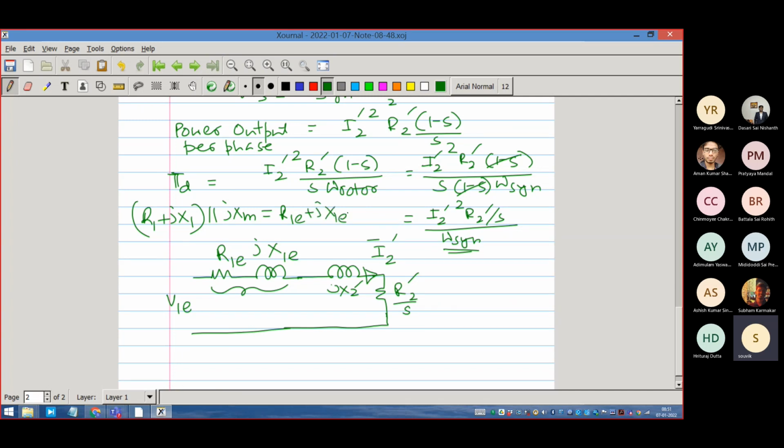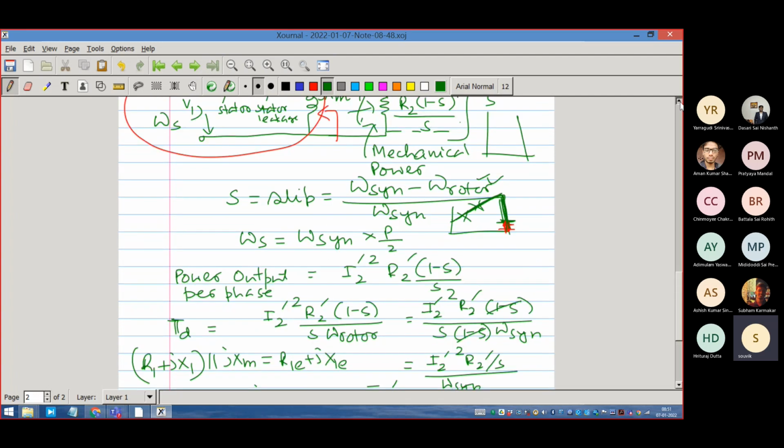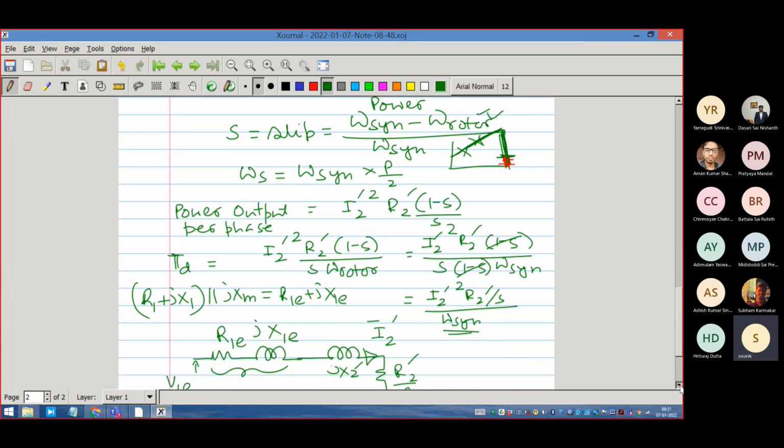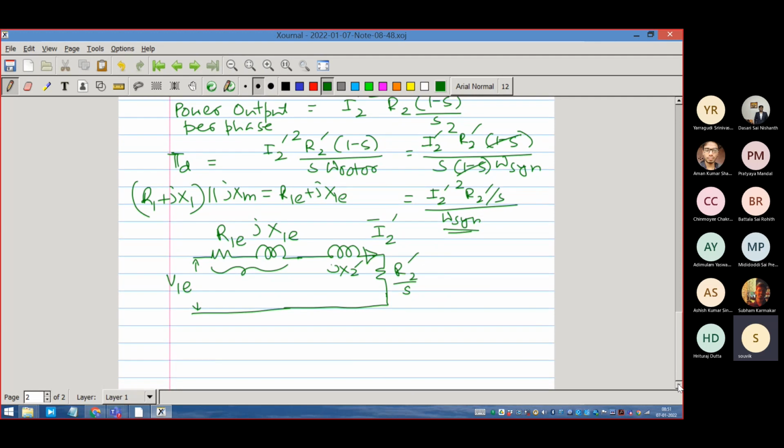And similarly, you know how to find out the supply voltage, which is the open circuit voltage. You understand that open circuit voltage means you cut the load part. This part is the load part. You cut it and see the open circuit voltage. That means jXM by R1 plus jX1 into V1. That will be V1E, right? We are not too much bothered about this type of minor detail. Concept is more important. We are trying to develop that concept, right?